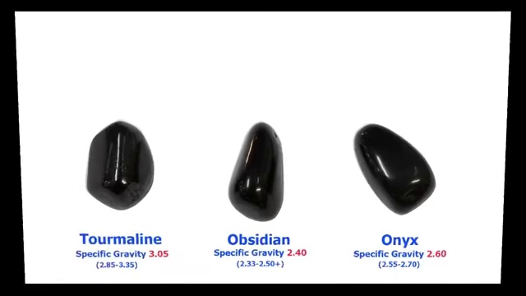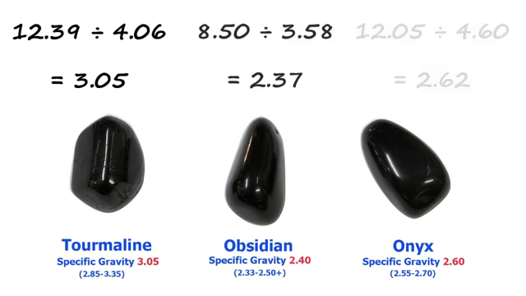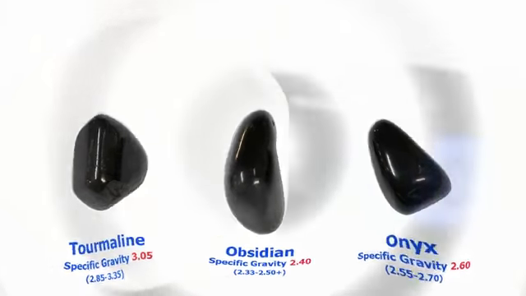So that's it. We just take a calculator and we divide the weight of the stone by the stone's weight suspended in water. The result is the specific gravity of the stone. We can then refer that to the known specific gravity of the stone, and you can see in this case that the specific gravity is very close to the exact specific gravity listed for each of these different minerals. So I've confirmed that we have tourmaline, obsidian and onyx.